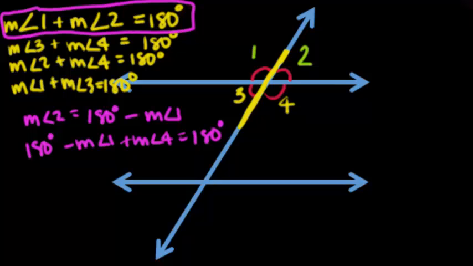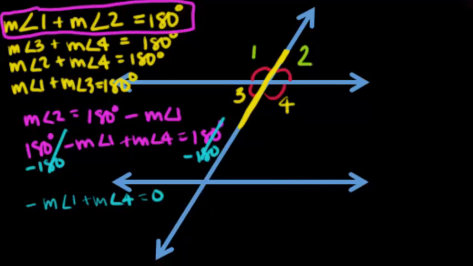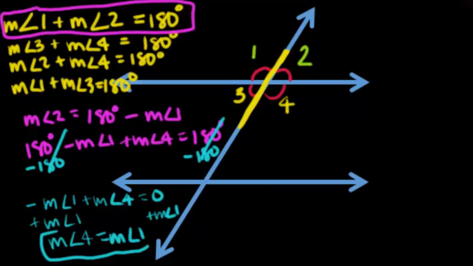And now, if I subtract 180 degrees from both sides of my equation, then I can see that my 180s are going to cancel. And I'm left with negative the measure of angle 1 plus the measure of angle 4 equals 0. And now I can add the measure of angle 1 to both sides. And I'm left with the measure of angle 4 equals the measure of angle 1. In other words, angles 1 and 4 are congruent to each other.